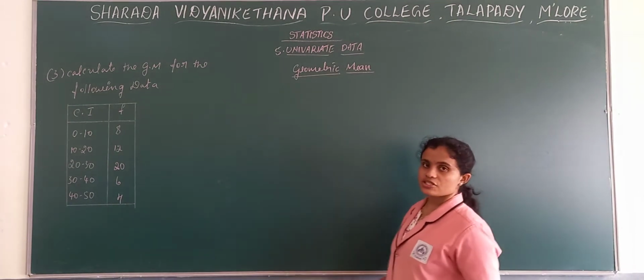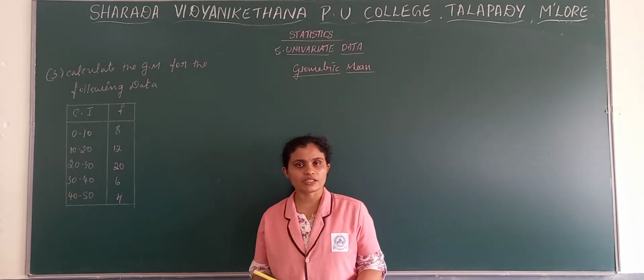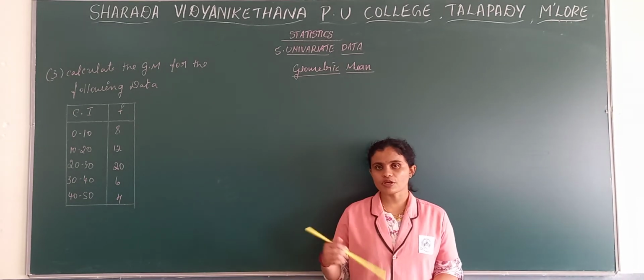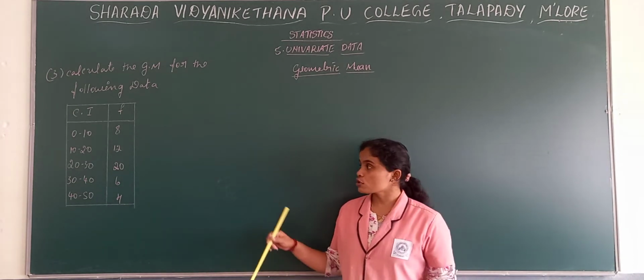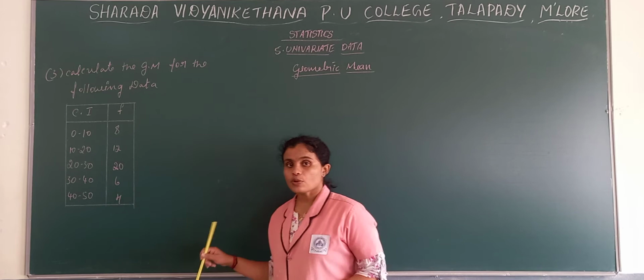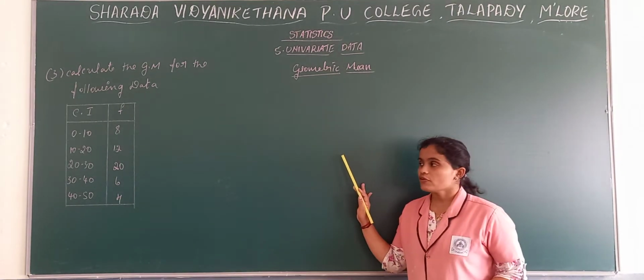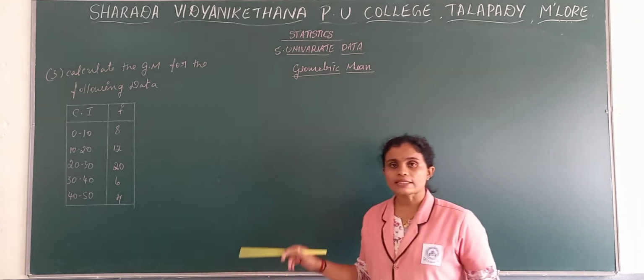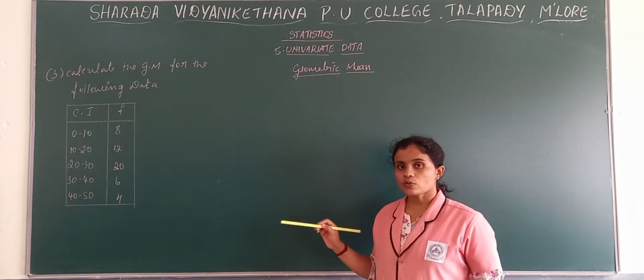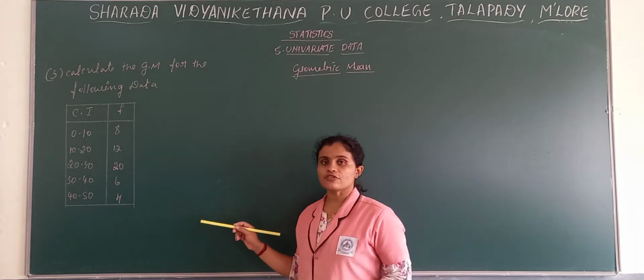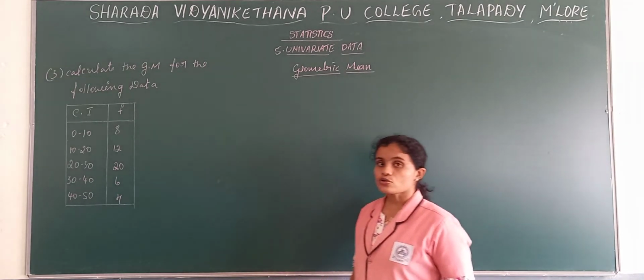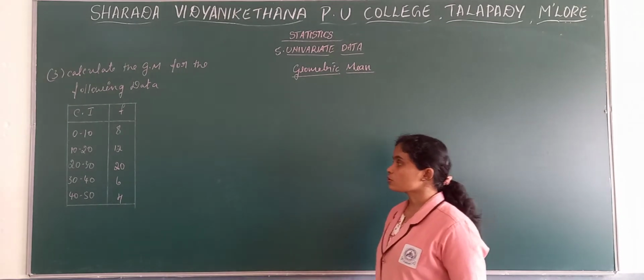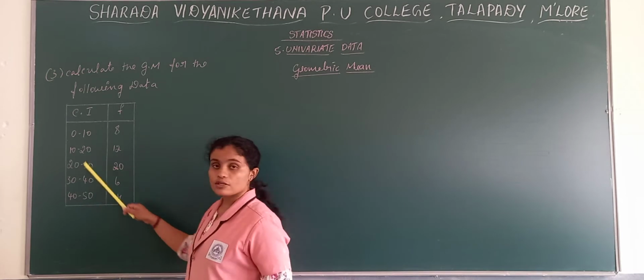In the last session we discussed what we mean by geometric mean, and we have seen different formulas of geometric mean. We also solved two problems. One was ungrouped data where frequencies were not given, and one was grouped data, but it was grouped in a discrete form. Today we will see how to solve the problem when we get grouped data of continuous form.